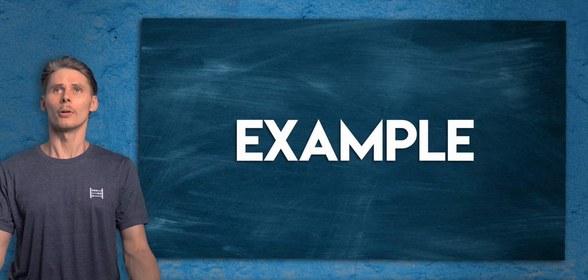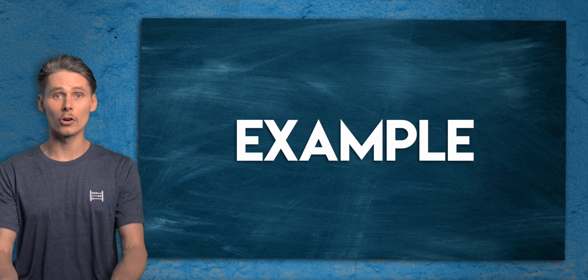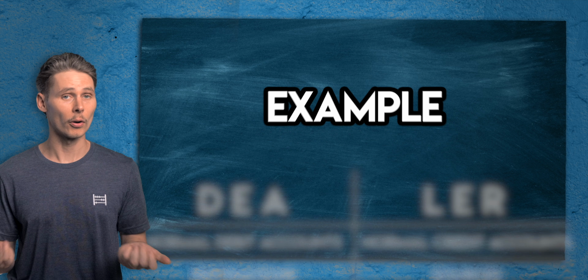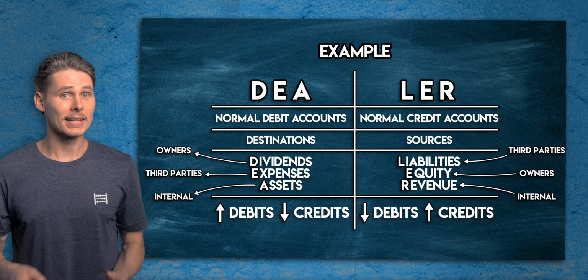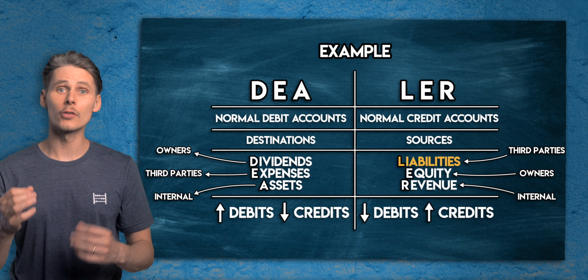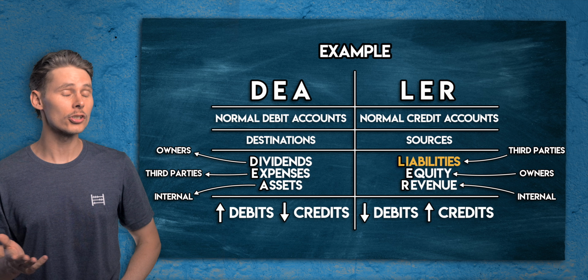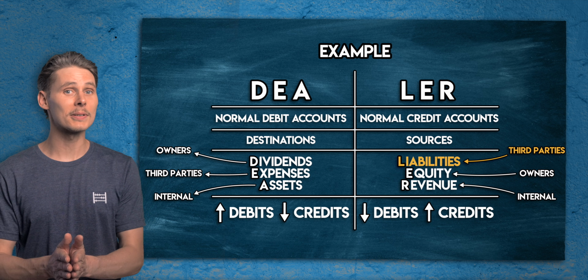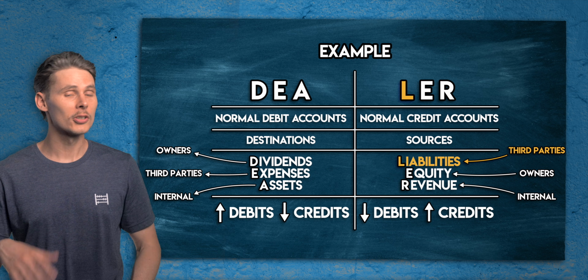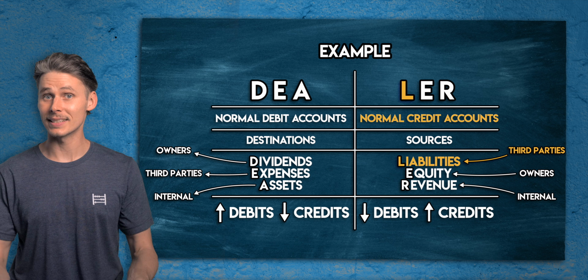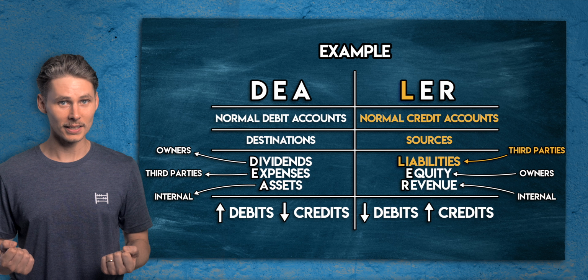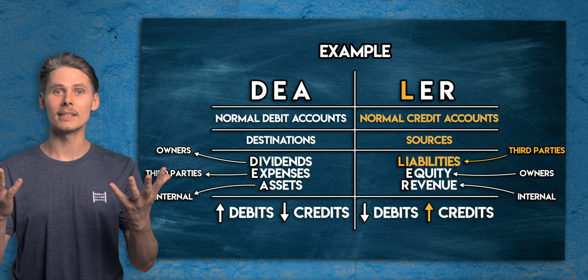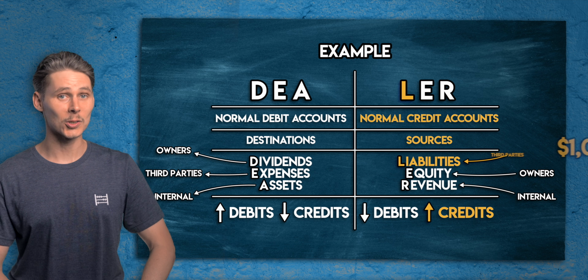Example: what happens if a business borrows $1,000 cash from a bank? Well, on the one hand, its liabilities have to go up to record its financial obligation to the bank, which is a third party. Liabilities are represented by the L in dealer, so they're normal credit accounts and represent a source of funds to the business. We can increase liabilities by crediting them by $1,000.